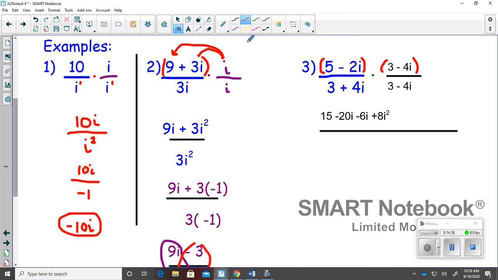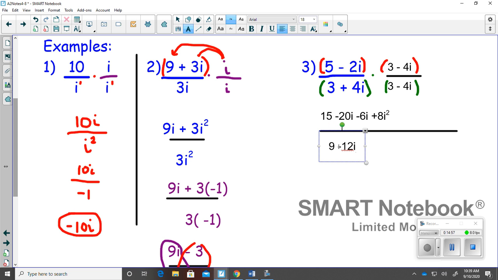Now your eyes should be drawn to the bottom. We have a complex number times another complex number. We have to do the FOIL method again. Okay, on the bottom, 3 times 3 is 9. Outside is going to be a negative 12i. Inside is going to be a positive 12i, and last is going to be a negative 16i squared.